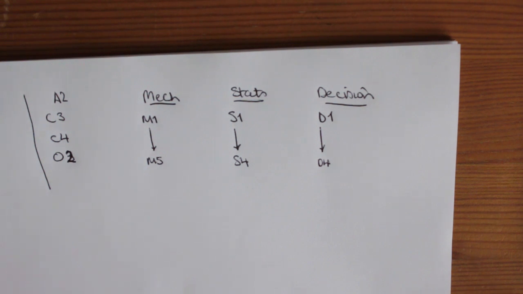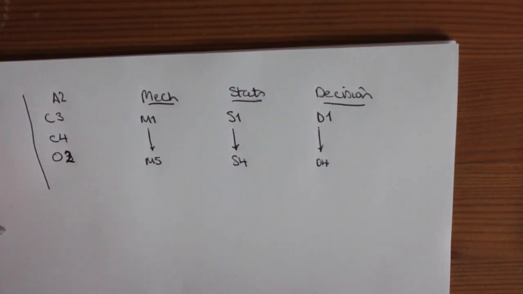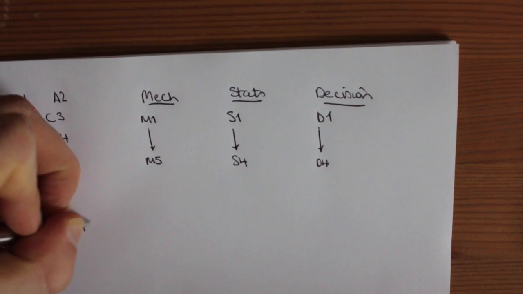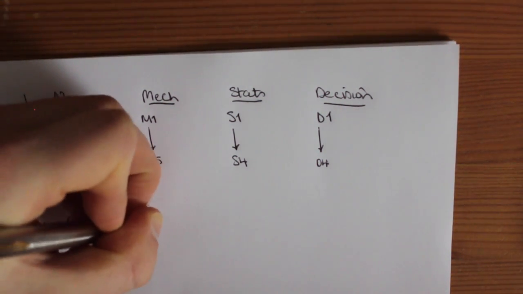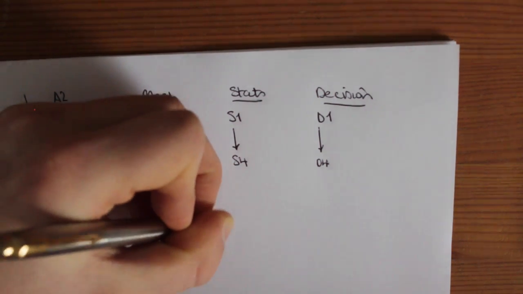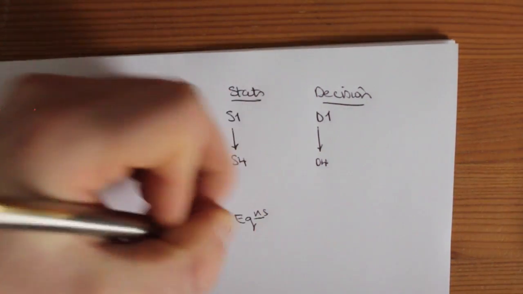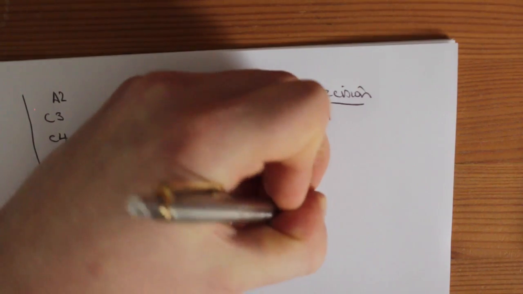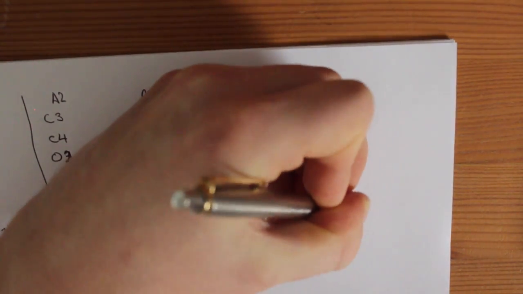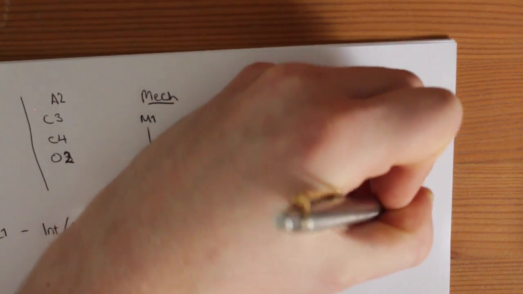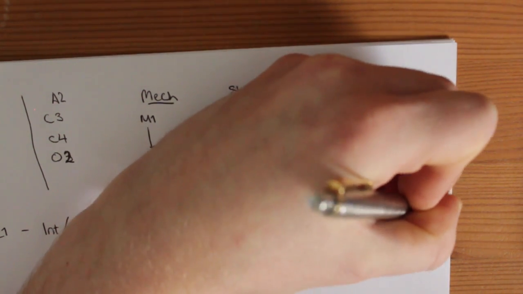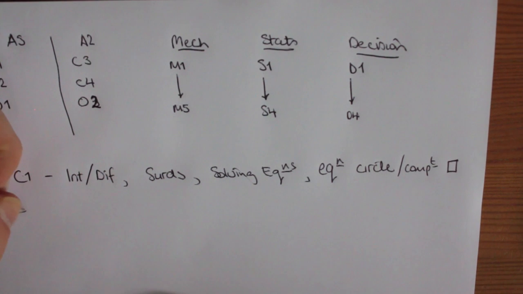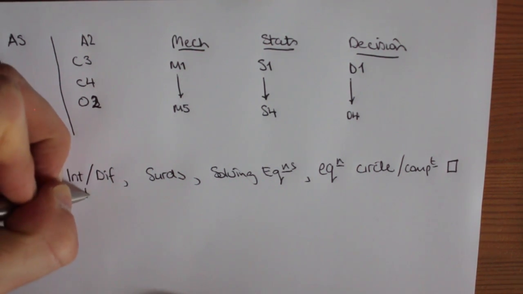Now, back to the core modules. Core 1 will be looking at integration and differentiation. We'll be looking at surds, solving equations, and maybe the equation of a circle, or completing the square. I'll just write a square. Completing the square.